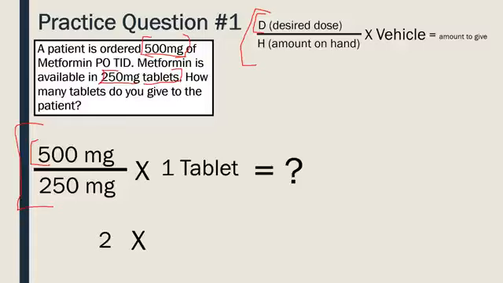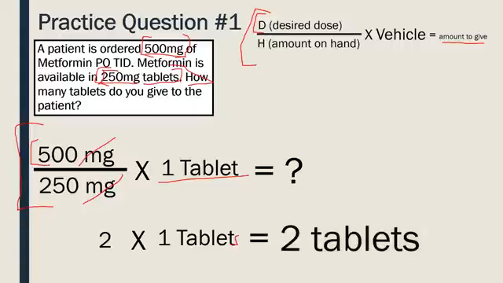If you want to pay really close attention to the math, the milligrams are going to cancel out, so you're only going to be left with 2. Your amount to give is never going to be in milligrams. It's going to be a unit of your vehicle, which is tablets. So we're going to have 2 multiplied by 1 tablet, because the way we're calculating it is 250 milligrams per tablet. And what's that going to give us? 2 tablets. Of course, that makes sense.